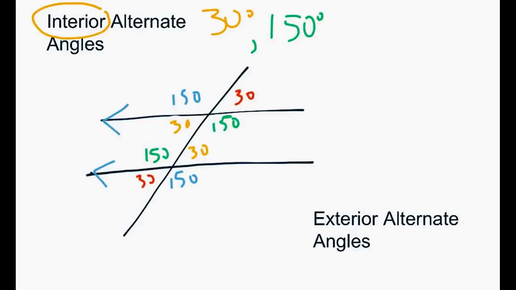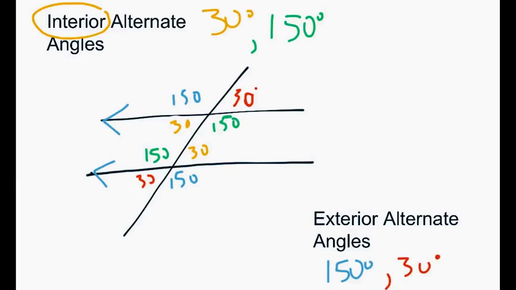Now the same thing works for the exterior. So the alternate exterior in this case would be the two 150s in blue, right? They're on the outside, exterior means outside, and they're opposite of the line, so 150 and 150. And then our other one would be the two 30s in red. So the 150 in blue or the 30 in red, those would be alternate exteriors.